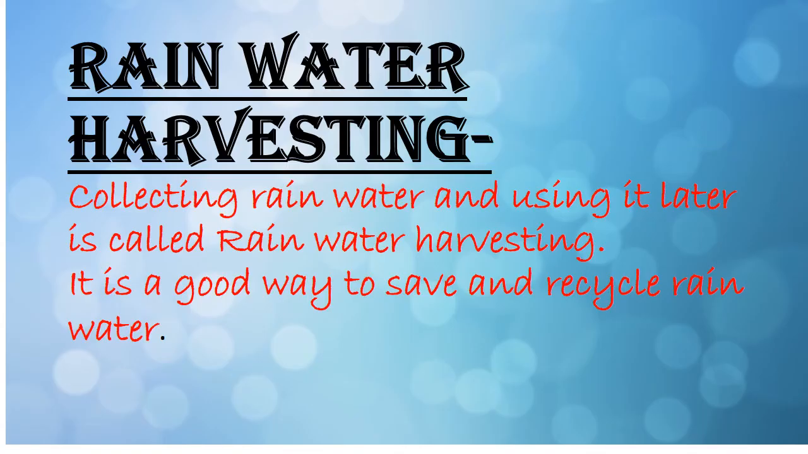So students, as we saw, water is very important, and nowadays we are facing the problem of water pollution. So it is very important that we should store water. As you can see, during rain most of the water gets wasted. So what we can do is save this rainwater. It is called rainwater harvesting. Collecting rainwater and using it later is called rainwater harvesting. By this method we can save and recycle rainwater. We can use that water for other purposes.